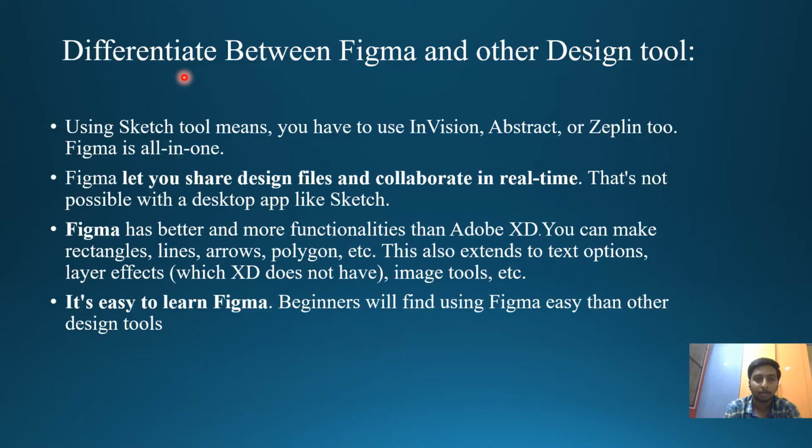Now we are going to differentiate Figma from other design tools. Using the Sketch tool, you have to use InVision, Abstract, and Zeplin tools. But in Figma, we don't need to use InVision, Abstract, and Zeplin tools. Figma is all in one. Figma lets you share design files and collaborate in real time. That's not possible with a desktop app like Sketch.